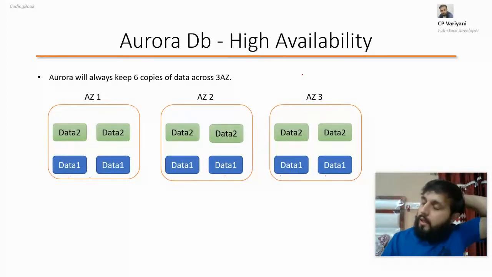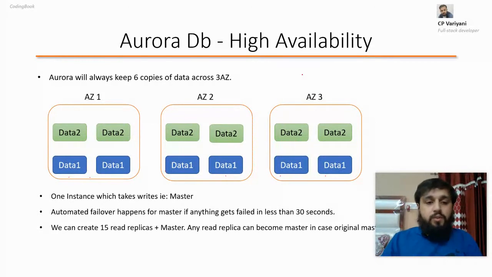Similarly, if you insert another piece of data, again 6 copies will be added. One instance takes the writer role, that is the master. So you will have one master instance, with the help of which you do the read and write of your application. Automated failover happens for the master, if anything fails, in less than 30 seconds.